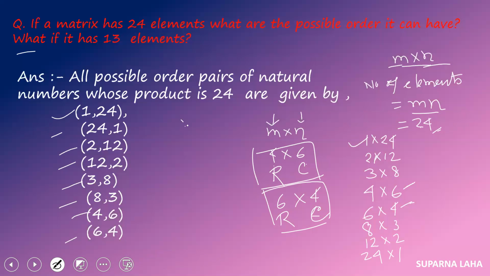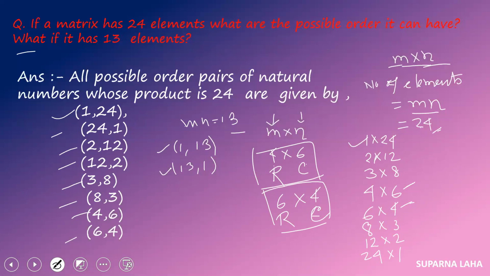Now the second question is, what if it has 13 elements? That means m into n is given as 13. You need to find m and n. Since it's an odd number, I can easily write the ordered pair will be 1 comma 13 or 13 comma 1. These are the only possibilities.